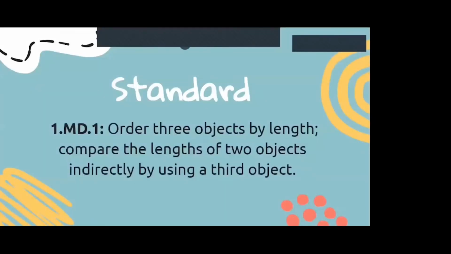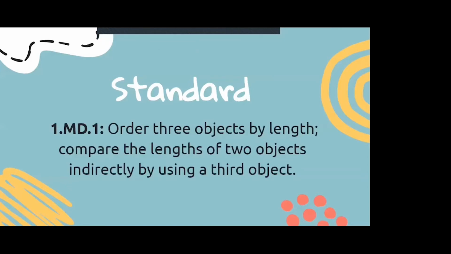So let's get started. As always, we start our lessons by reading our standards and our objectives. Let me share my screen. There we are. And let's give them a read. I got one standard for you today. That standard is order 3 objects by length. Compare the lengths of 2 objects indirectly by using a third object. Okay, so we're going to be talking a lot about measuring again today. Sounds good. So let's move on to our objectives.